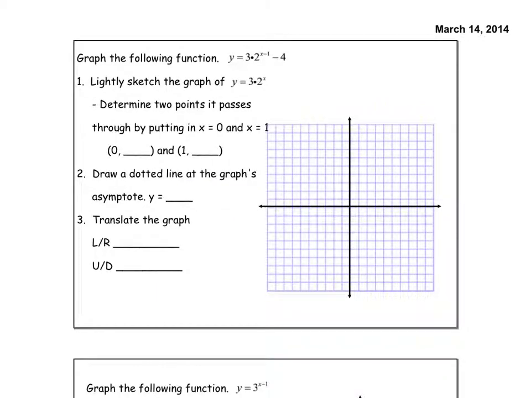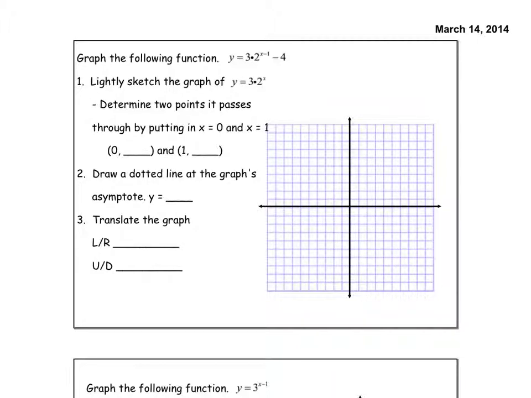So now with graphing the functions, in this one we're going to graph y equals 3 times 2 to the x minus 1 minus 4. What you always want to do is lightly sketch the graph of the parent function. The parent function here is y equals 3 times 2 to the x. I always lightly sketch that, and then I'm going to shift it.